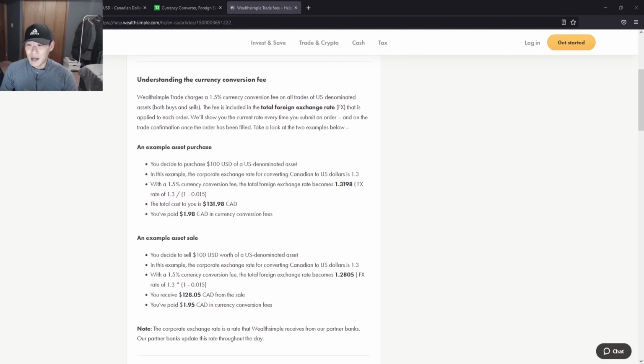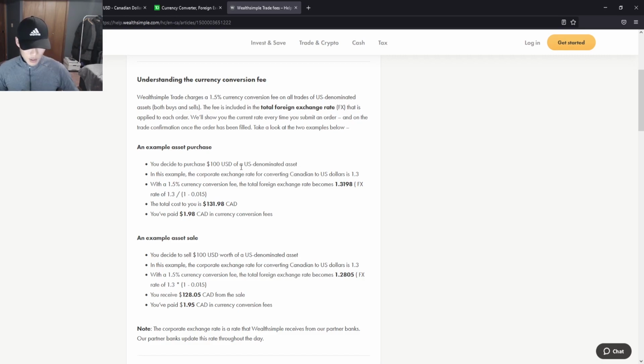So here's an example of a purchase of a US asset. If you're going to buy $100 of US stock, they're using a conversion rate of 1.3 with a 1.5% conversion fee. This fee is added on top of the 1.3 conversion rate already, and it comes out to 1.3198. So your total cost converting from 1.3 for the $100 US, you would pay $130 Canadian. But because there's a fee of 1.5% on that conversion, you actually paid $1.98 to have those $130 funds converted into 100 US to purchase that $100 stock.